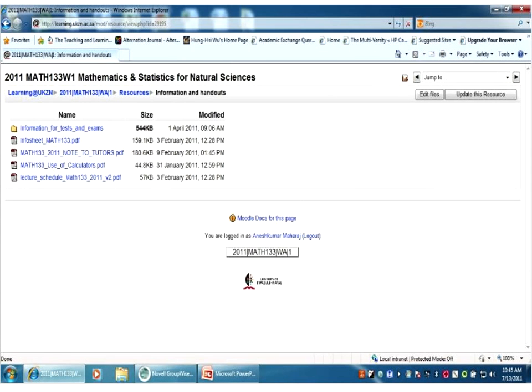Okay, we now look at the information and handouts folder. When students click on that, they get information for tests and exams. There's an information sheet that outlines the rules for the module. There's also a note to tutors as to how the tutorials should be conducted. There was a handout on the use of calculators, which type of calculators students were allowed to use.